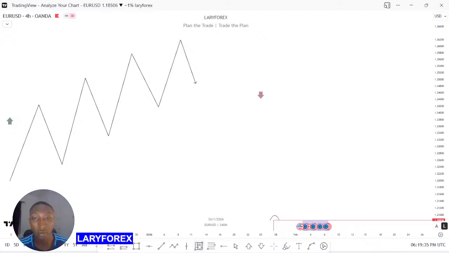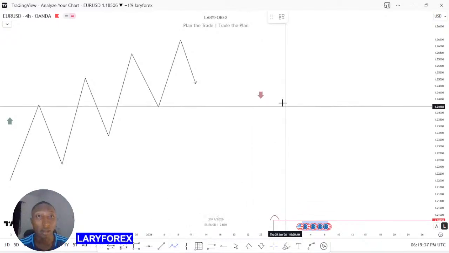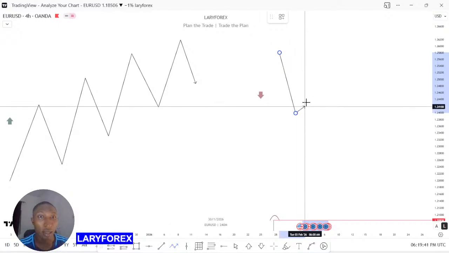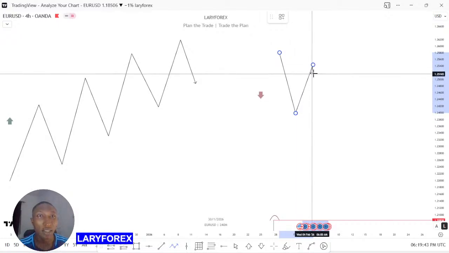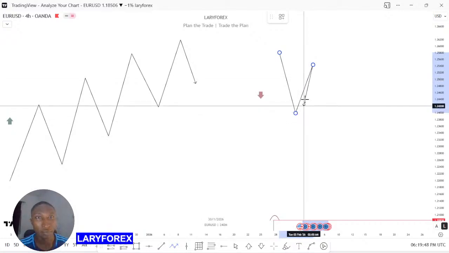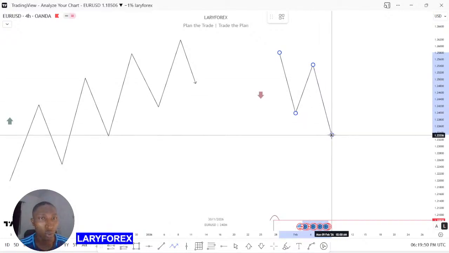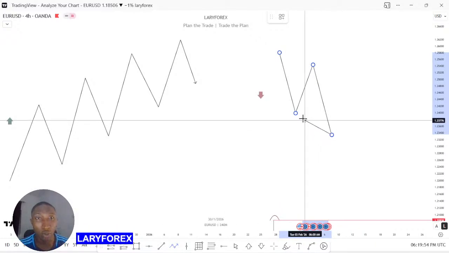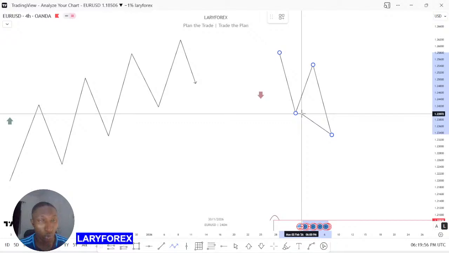Okay, sorry guys. So here we have a low here, and then we have a high here. Why is this called a high? Because it's higher than this particular low here. Now we have a lower low. This lower low here is called a lower low because it is lower than the previous low.